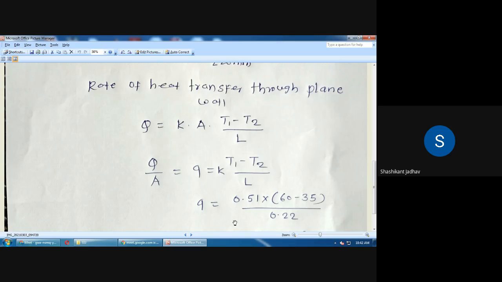Okay, so this was a simple problem of heat conduction through the plane wall. In the next lecture we will solve some other problems related to the plane wall, then overall heat transfer coefficient, then thermal resistance. Those problems we will solve in the next lecture.